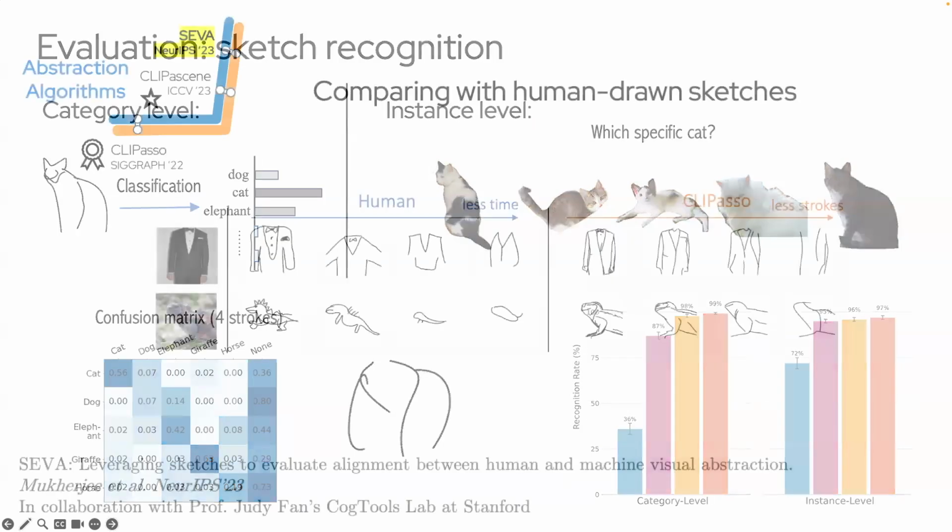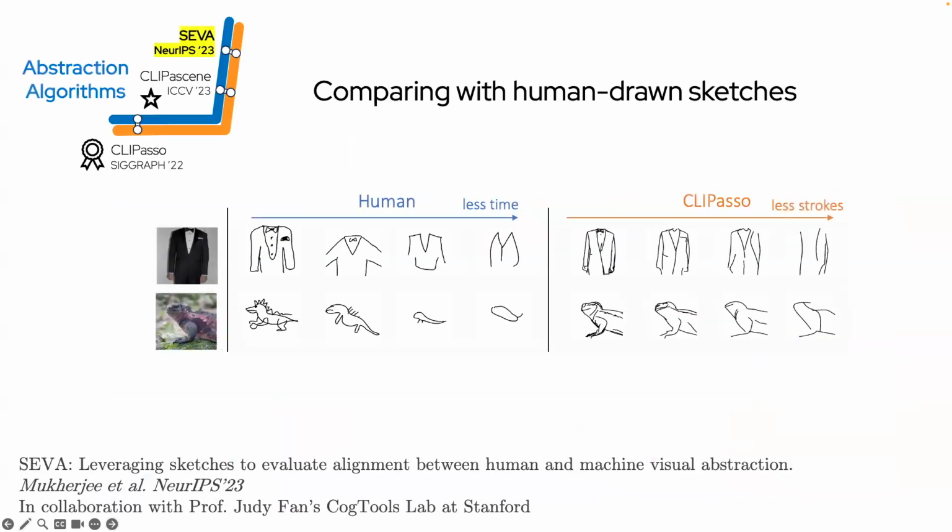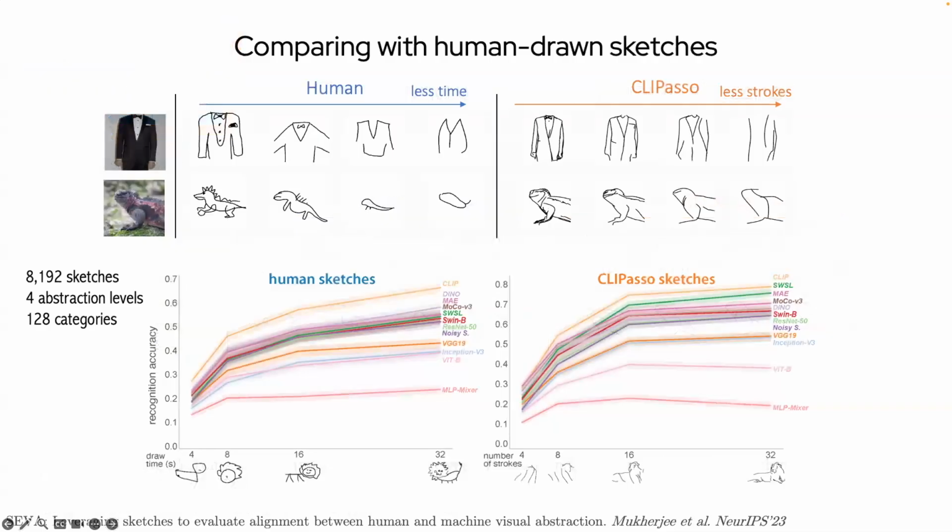Okay. Now, to more thoroughly evaluate this, after this work, we also collaborated with a team from Stanford, the Cog2 Labs, and they are interested in sketches from the cognitive science perspective, exploring how and why people abstract. So together, we wanted to develop some more thorough evaluation, comparing machine-drawn abstraction, which was classical at the time, and the human-drawn abstraction. So we collected a big data set of asking people to draw under different time constraints. And then we did some interesting analysis comparing between the two.